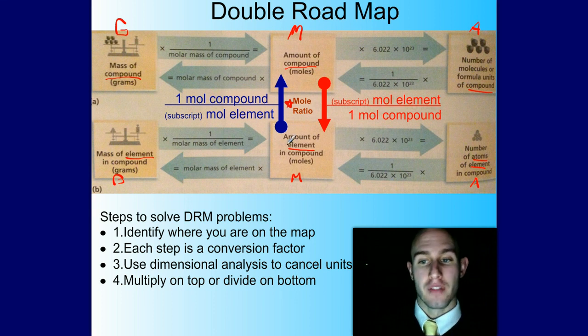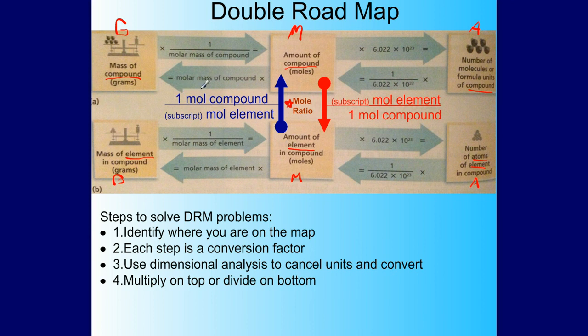If you are moving from an element to a compound, you will use the conversion factor 1 mole of the compound and the subscript of that element on the bottom. And we are going to look at some examples.